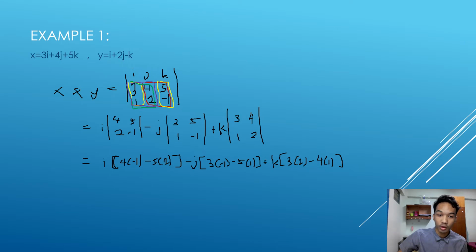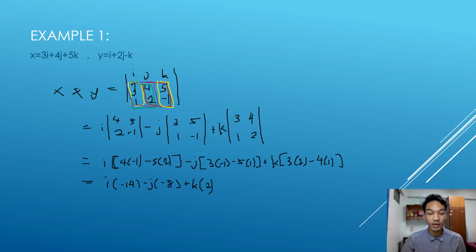And then if we use the calculator and solve it, we're going to get i multiplied by negative 14, and then negative j multiplied by negative 8, plus k multiplied by 2. But we're not done yet.